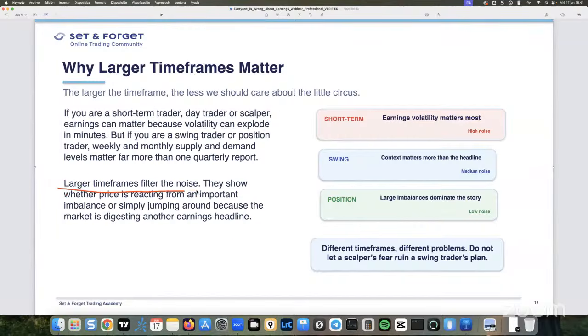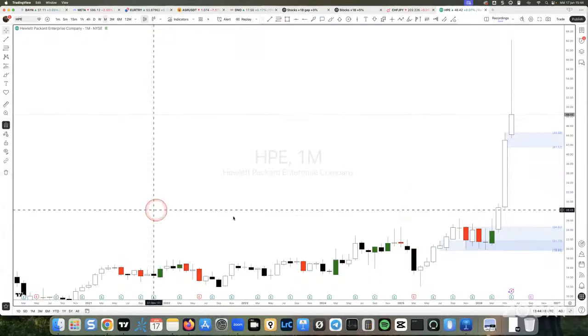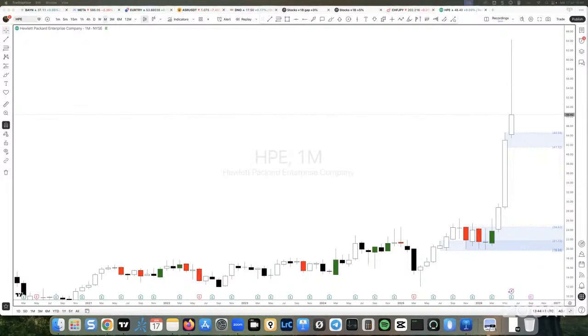So the larger the time frame, the higher the probability, as it filters the noise of the smaller time frames. They show whether price is reacting from an important imbalance or simply jumping around because the market is digesting another earnings headline that you got in your email, probably. So with such weakness on the monthly, can we use a lower time frame to sell, for example? You can sell if you want. I'm not going to do it. Again, I'm going to give you the same example again, and I'm going to show you some pictures here.